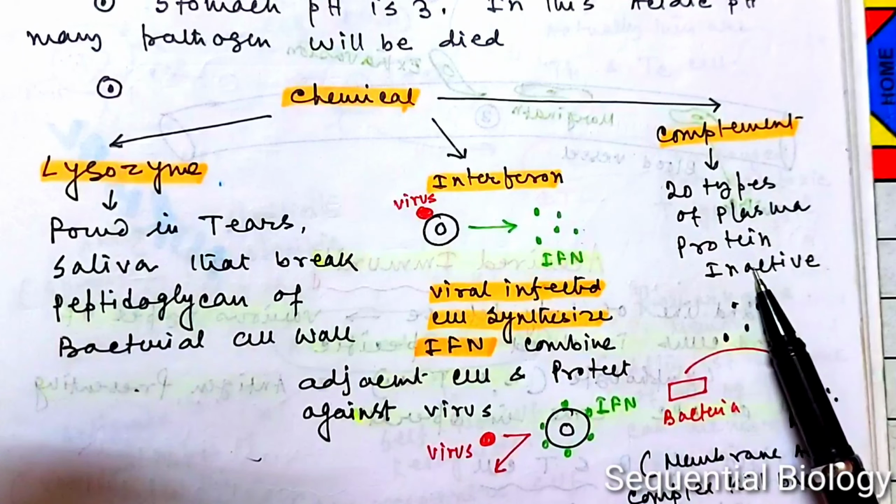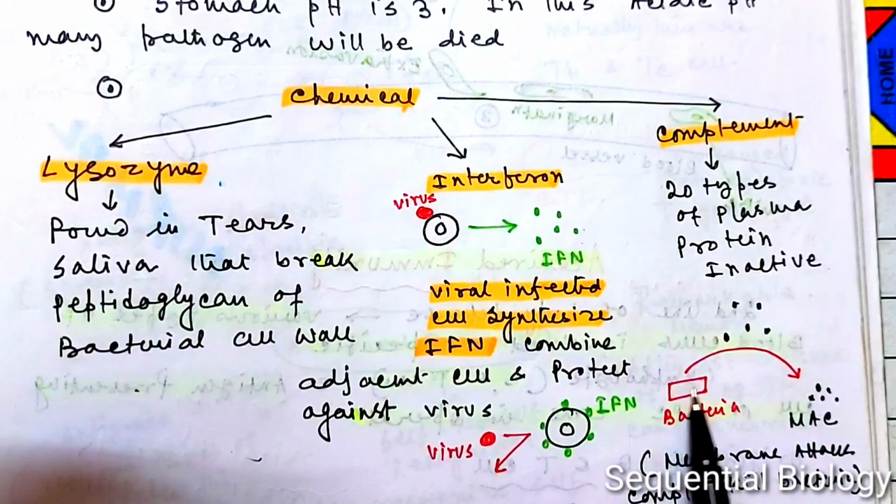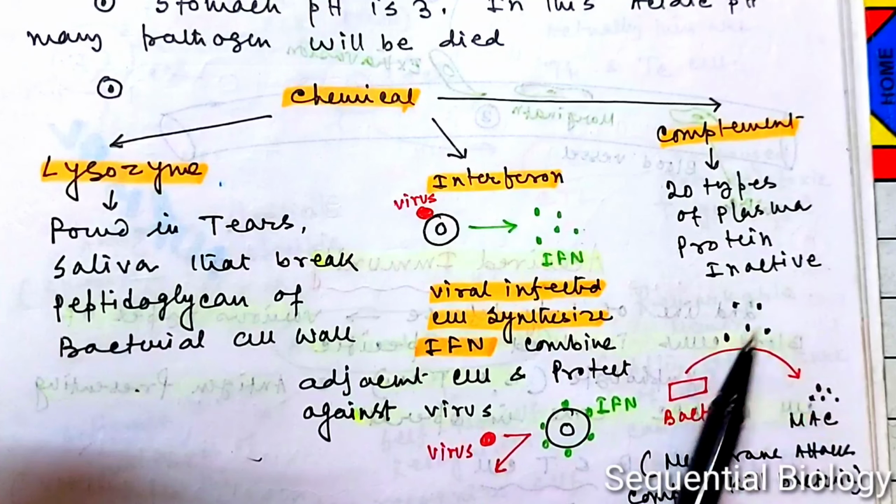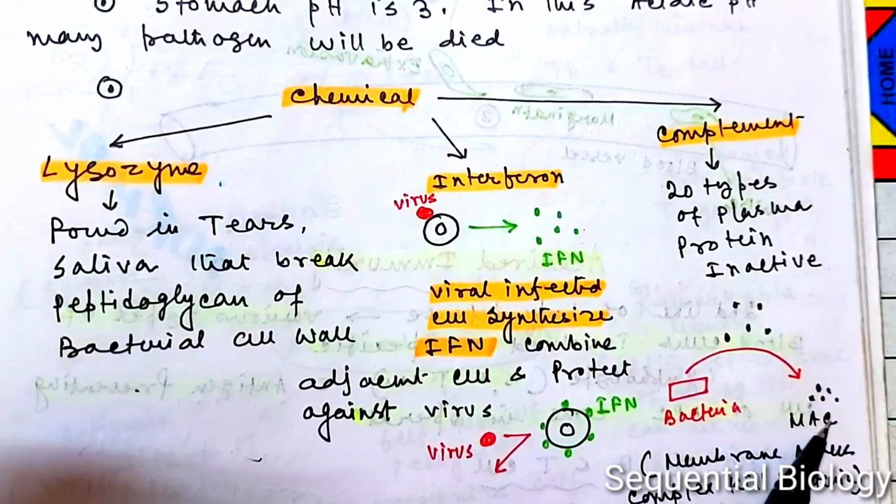Okay, and the last component is the complement system, the 20 types of plasma protein, and these remain inactive, and whenever any bacteria enters into our body, then these 20 plasma proteins become active, and this causes the development of the membrane attack complex, and this membrane attack complex attacks the bacterial cell wall. And thus in this way the membrane attack complex kills the bacteria. Okay, because this will cause breakdown of the bacterial cell wall.